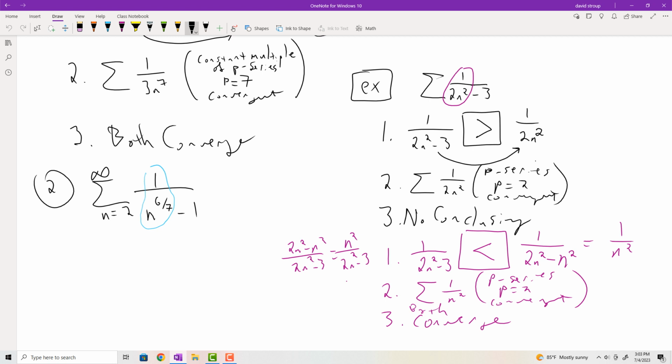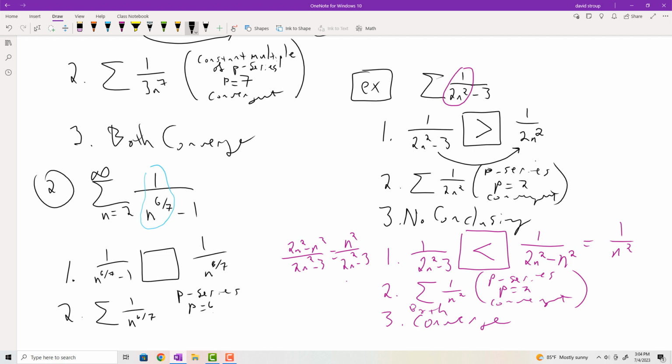But anyways, let's take a look at this guy. And I think the chopping method will be the method to go with here. So I have n to the 6/7 minus 1, and I want to compare that to 1 all over n to the 6/7. So I know that series that I've just created is just a p-series where the p value is equal to 6/7, and so that's divergent. And so I need that to be below, right? So hopefully that will hold true.